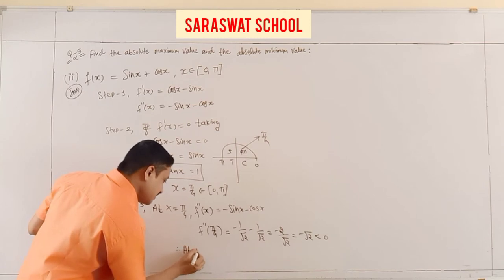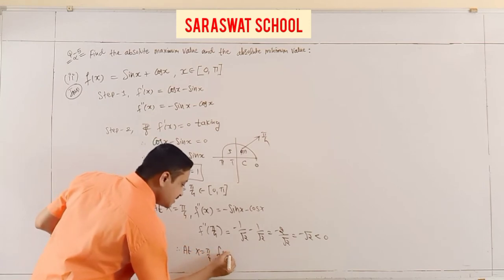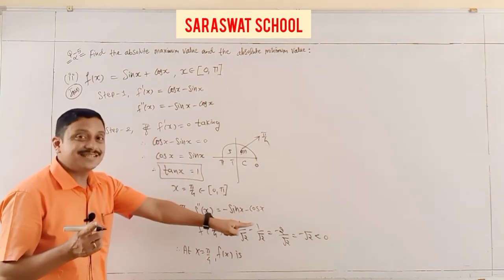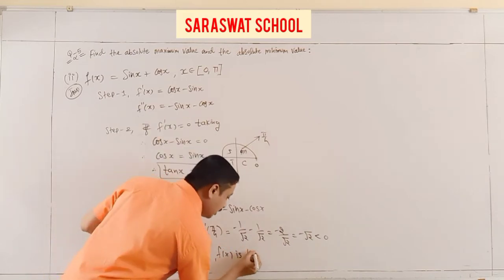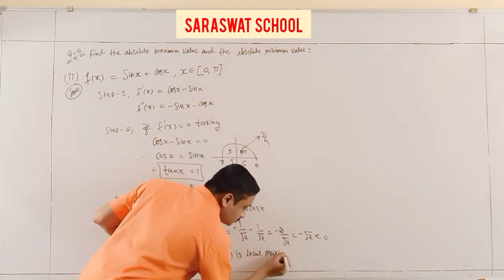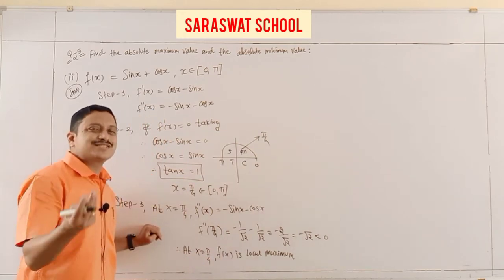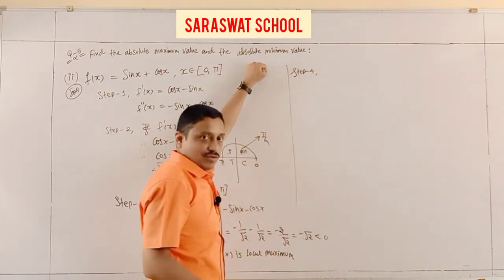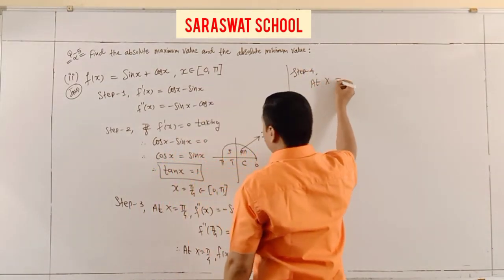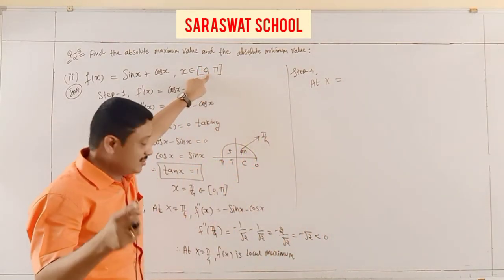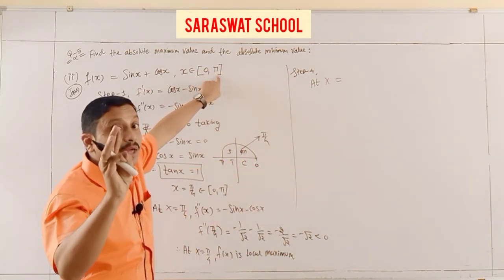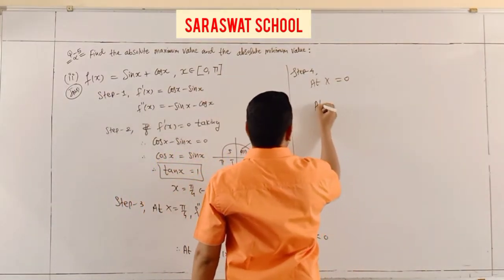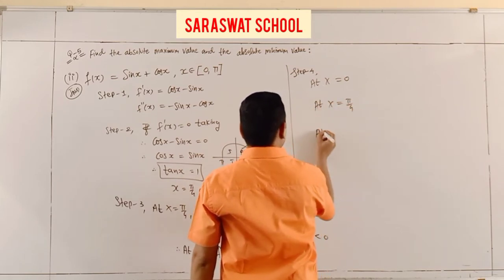Therefore, at x is equal to pi by 4, f(x) is local, less than 0, so it is a maximum. f(x) is a local maximum. And after that, go to step number 4. So continue, students. Step 4. At x is equal to 0, pi by 4 and pi, I declare 3 values, and those are global values. So at x is equal to 0, at x is equal to 45 degrees and at x is equal to pi.